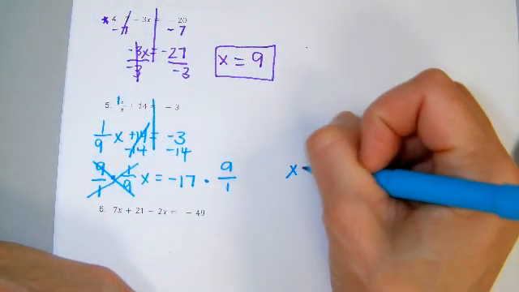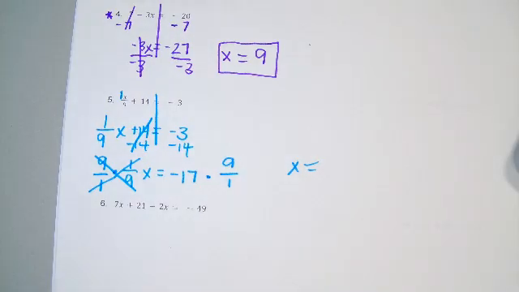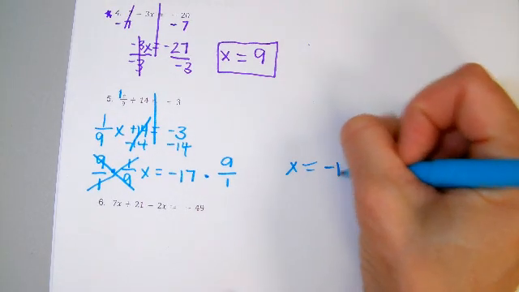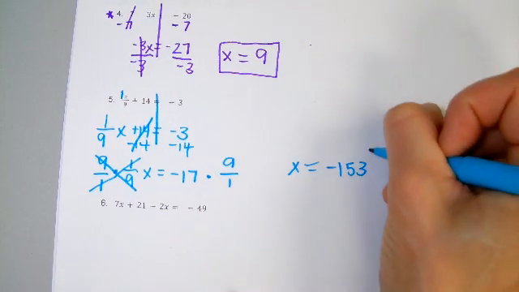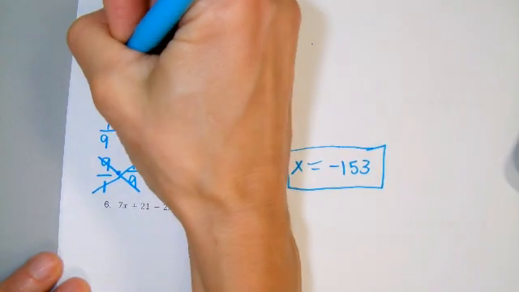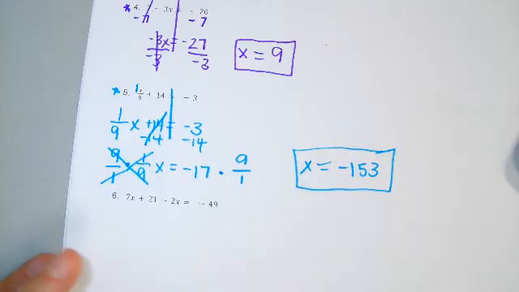So x equals now, you've got to do negative 17 times 9. And if you have a calculator, you can use it. Otherwise, you'd have to do it the long way. But it does equal negative 153. Okay, that's another one. If I was making a cheat sheet, I would put that in my notes.